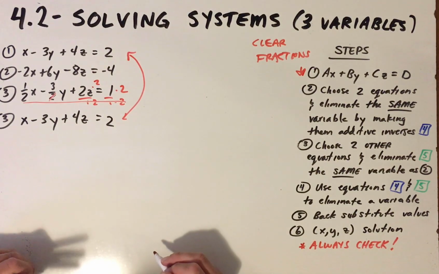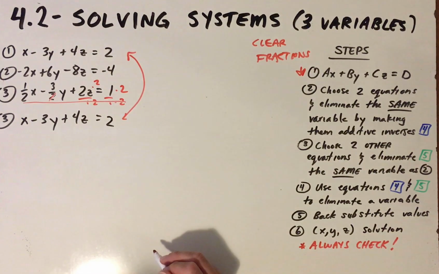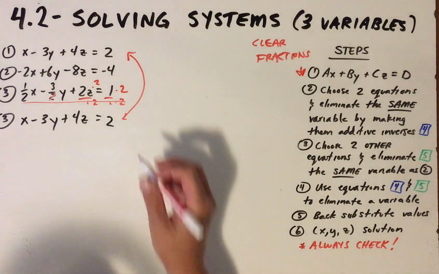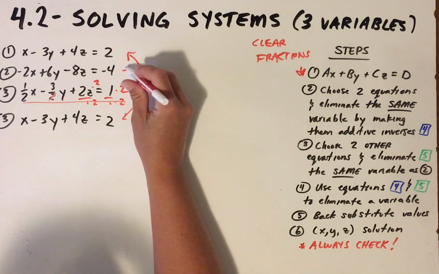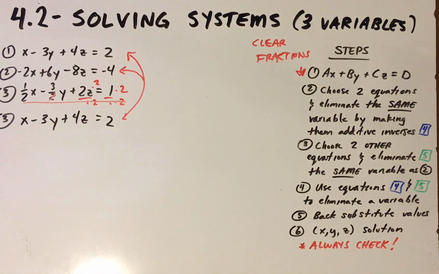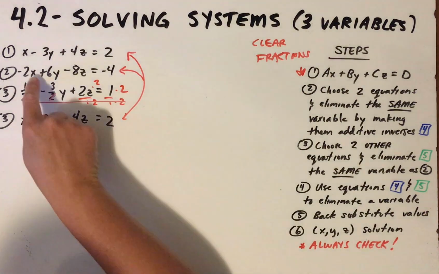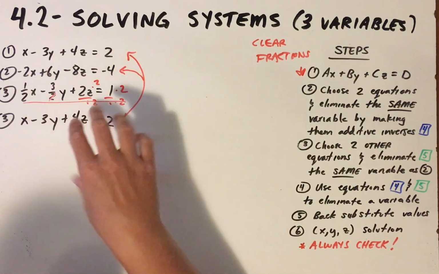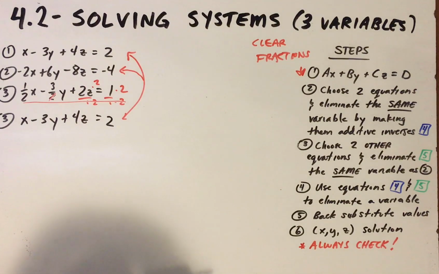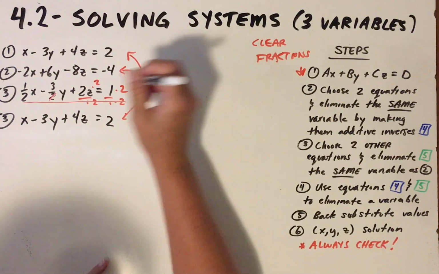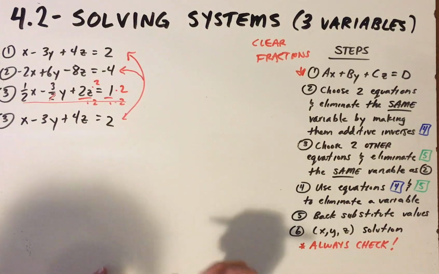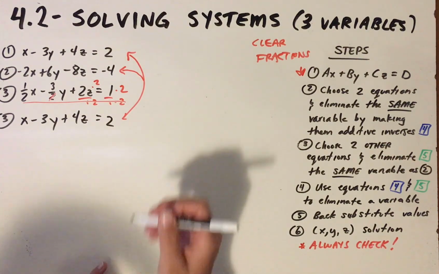If these equations are the same, that does not mean that this will have infinite solutions, because we need to see if this equation is the same as well. So can we do something to this equation right here to make it be the exact same? To make it x minus 3y plus 4z equals 2.